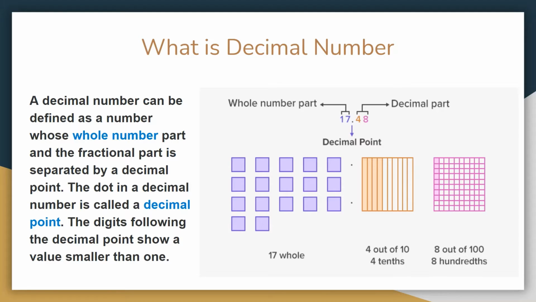The positions after the decimal point are smaller than 1. That means the .48 is smaller than 1, so it's placed after the decimal point.